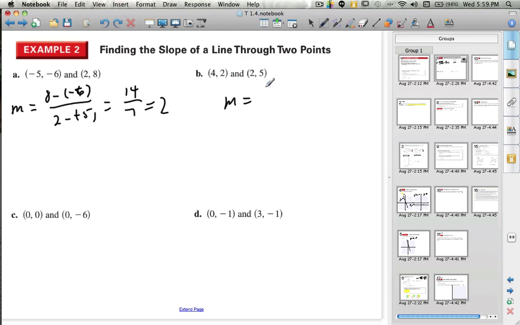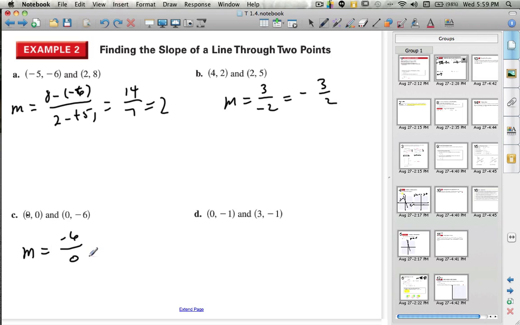Here I'm going to do 5 minus 2, that's 3. And 2 minus 4, that's negative 2. So my slope would be negative 3/2. In problem C, I'll do negative 6 minus 0. That's negative 6. And I'll do 0 minus 0, and that's 0.